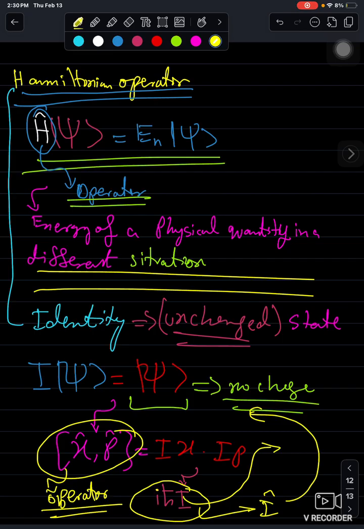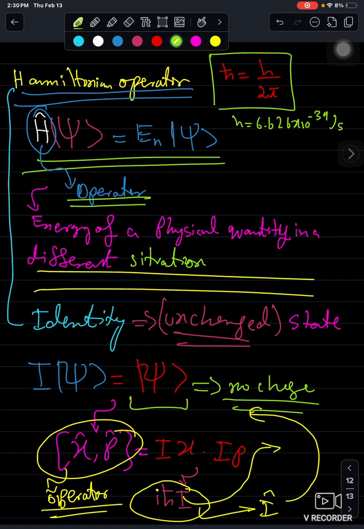By the way, here i is a complex number and h bar is the reduced Planck constant, where h bar equals h over 2 pi. We know the value of h, which is 6.626 times 10 to the power minus 34 joule second. If you apply this and divide by 2 pi, you will get the reduced Planck constant. Then this was the identity operator.